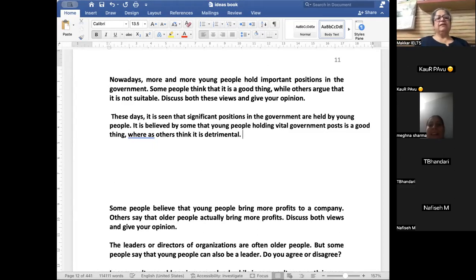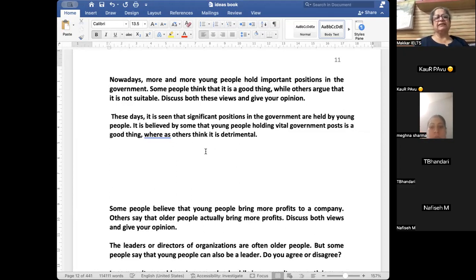So it is believed by some that young people holding vital positions in the government is a good thing, whereas, is one word, whereas others think it is detrimental. Now what can you write?